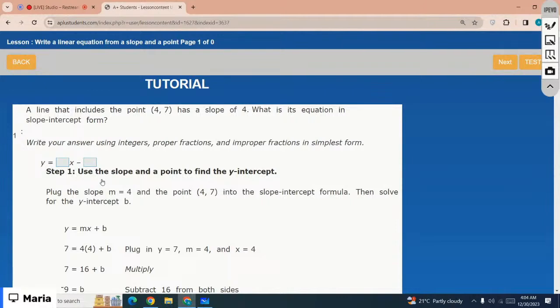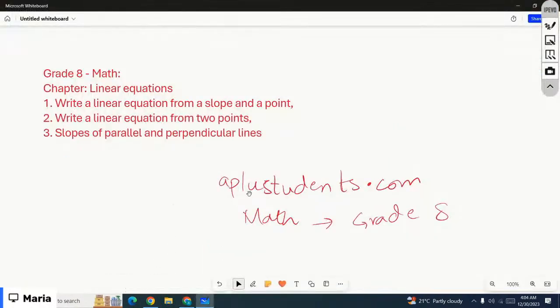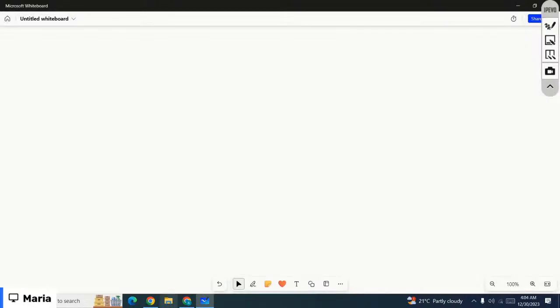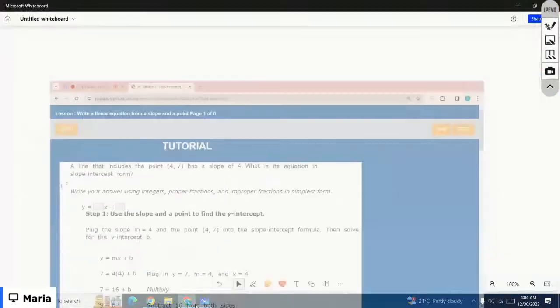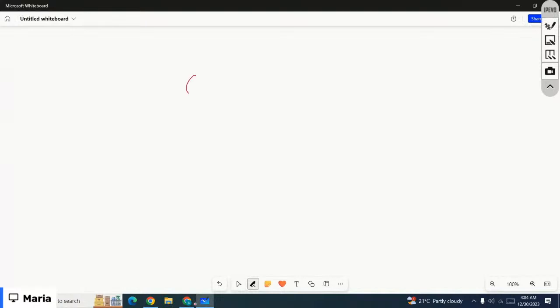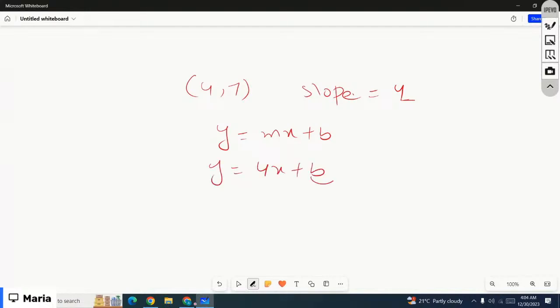So let's see how we write an equation from the point and slope. The point is 4, 7, and the slope is 4. The equation in slope intercept form is y equals mx plus b. You're given the slope, which is 4, so that is y equals 4x plus b. You need to find the b, right?